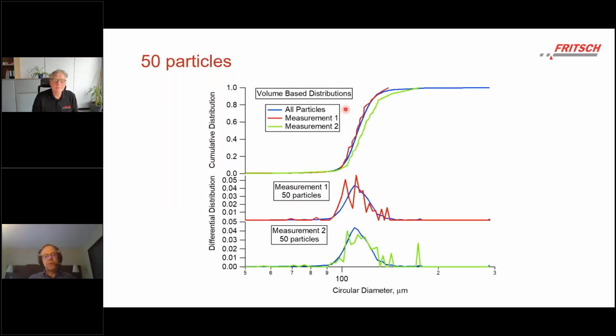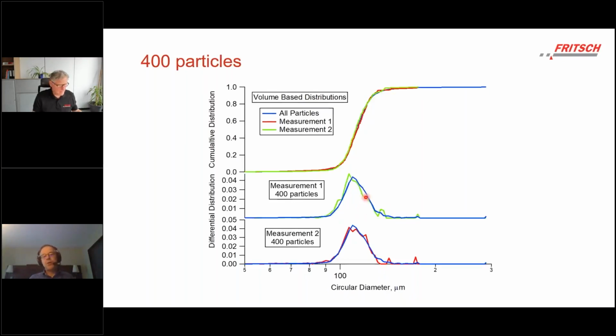To illustrate this, I did some numerical simulations. I took an overall distribution of particles and randomly sampled them, and then plotted, these are all volume-based distributions, all of the particles, and I did just 50 particles, that's the red. Measurement 1, I got exactly what you expected. Measurement 2, because I was unlucky in my choice of particles, I did not get the same cumulative distribution. And if you plot the differential distributions, you see it's all spiky for the 50 particles compared to the blue of the entire population. So that spikiness is often a sign that you haven't looked at enough particles.